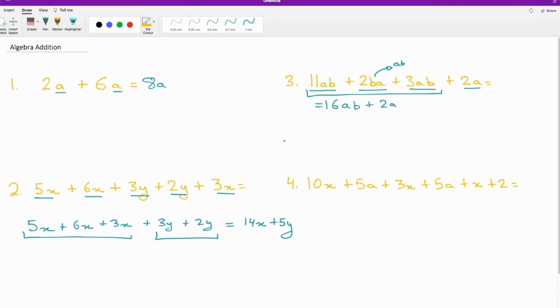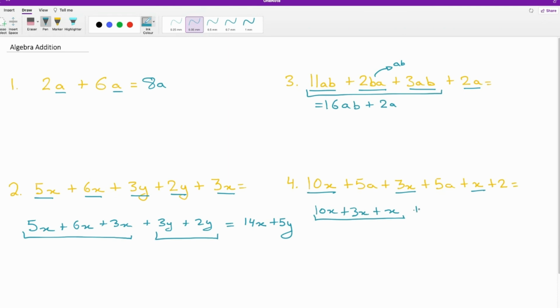That is question 3. Now moving on to question 4, again, same strategy. Let's identify where those like terms are. We have a 10x, a 3x, and an x. These are all like terms given they are the same pronumeral to the same power. Let's group them down below. 10x plus 3x plus x, that's our first group.